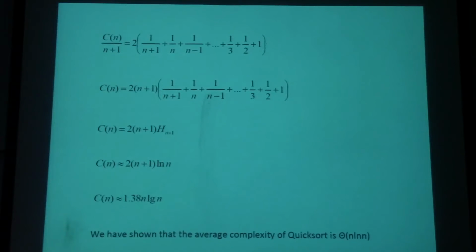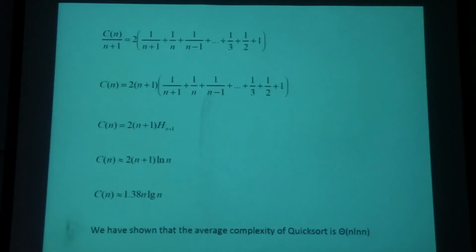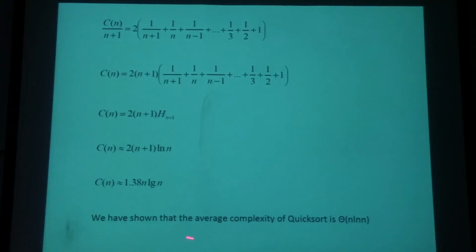Now, ln(n) is log with a natural base. If we convert this to lg, which is log base 2, which a lot of people like to do, this comes out to a complexity of approximately 1.38 n lg n. Okay? So we have shown that the average, which is critical, average complexity of quicksort is n log n, which is of course proportional to a constant times n lg n, right?